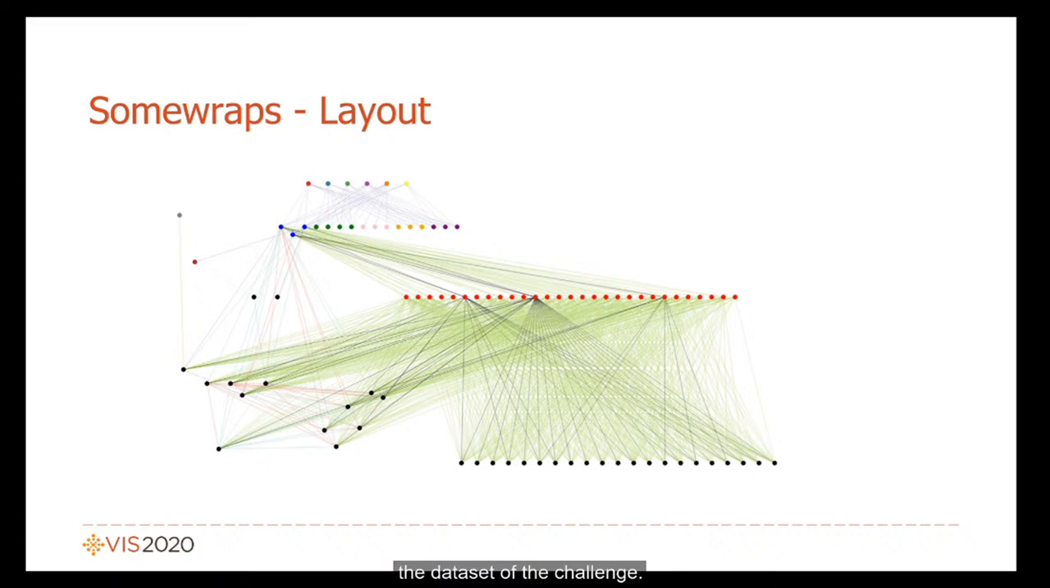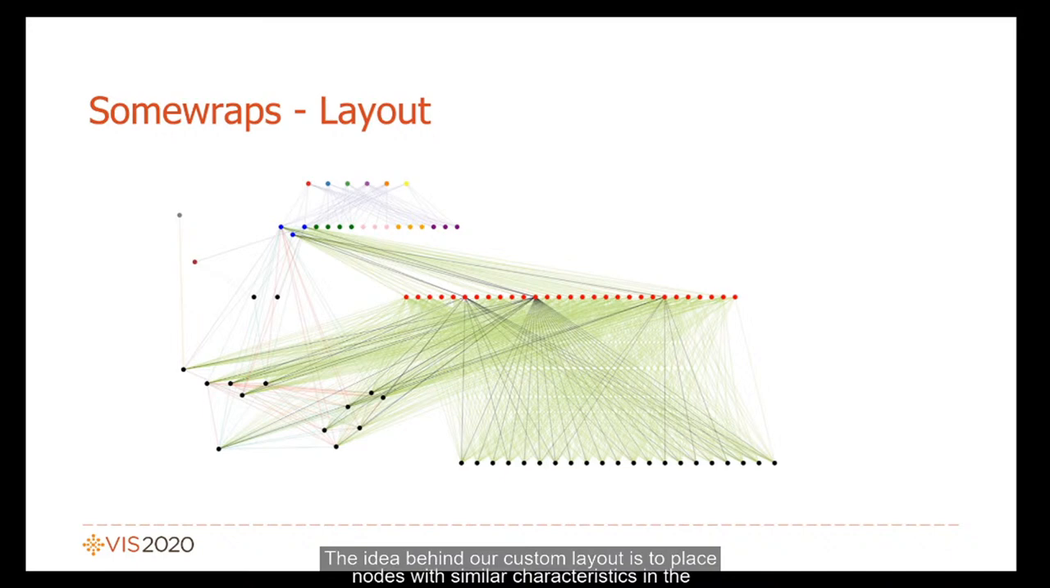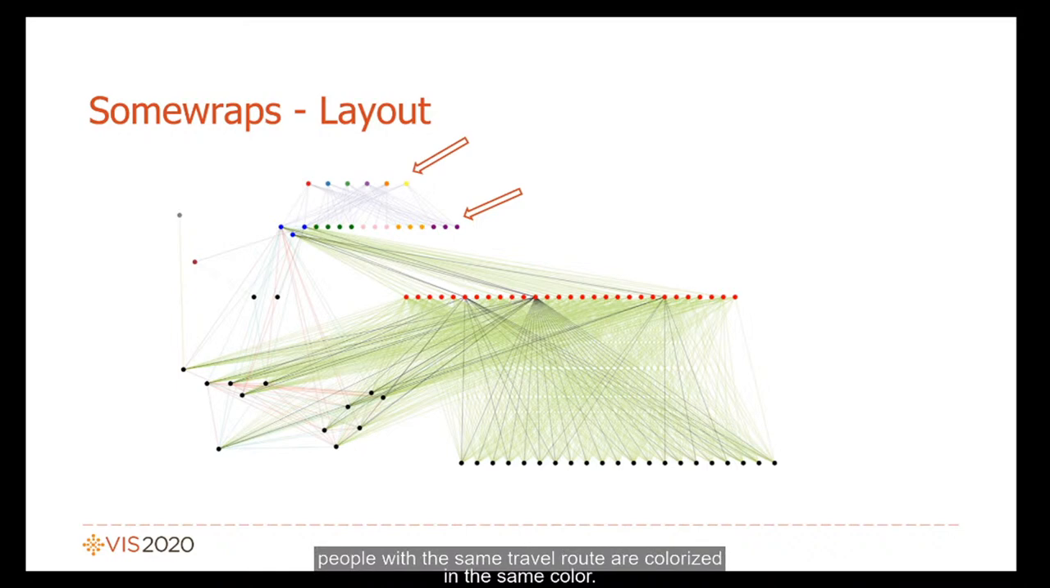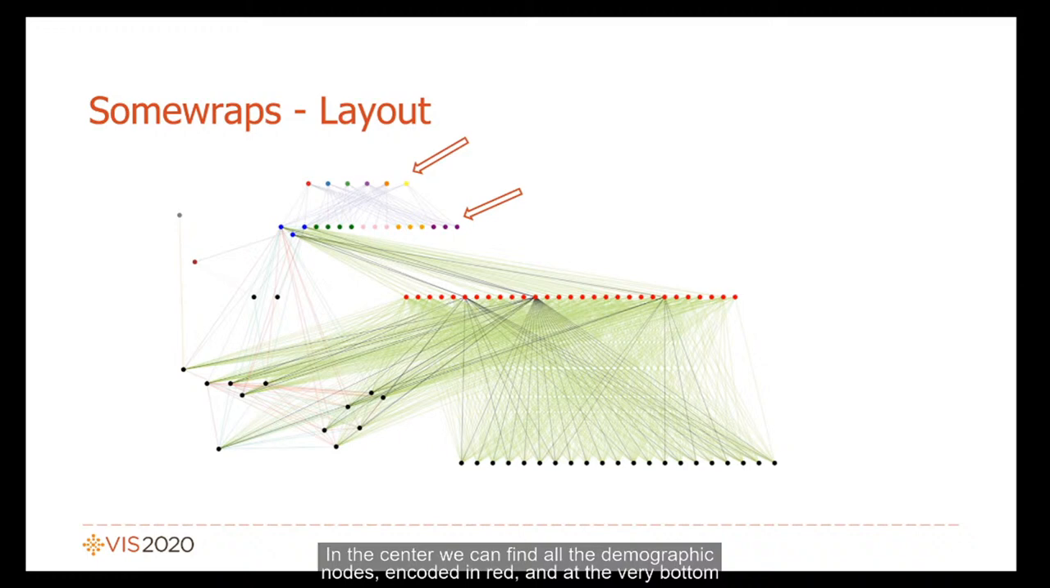The idea behind our custom layout is to place nodes with similar characteristics in the same area of the canvas. As the travel graph was reasonable to handle in size, we started by adding the 5 locations at the very top. Underneath, we can find all the persons who show activity in the travel channel, whereas people with the same travel route are colorized in the same color. In the center, we can find all the demographic nodes encoded in red, and at the very bottom, we can find all the persons who only show activity in the demographics channel.